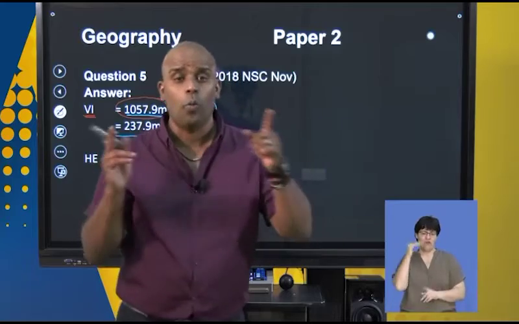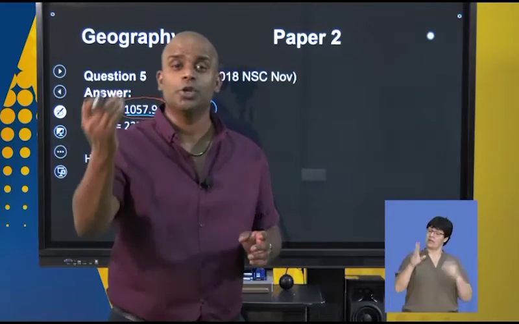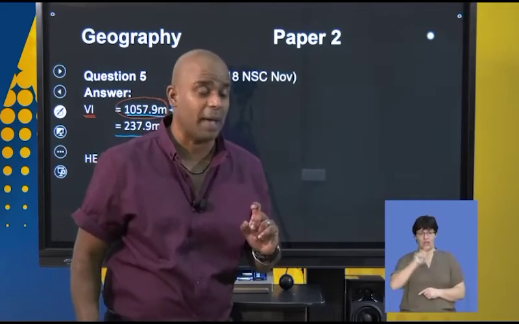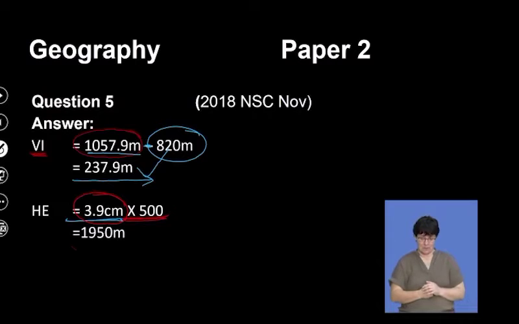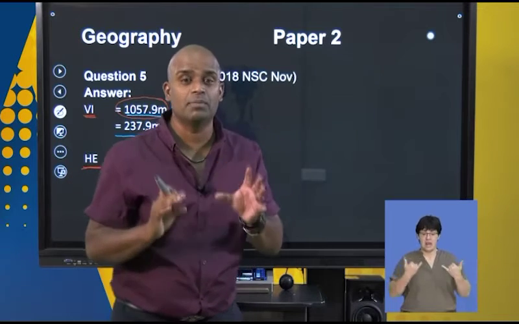And as we've discussed in the calculation of area, when you're calculating a distance and you want to express it in meters, you must multiply by 500 because it's a topographical map. When I do this calculation, I get 1950 as my horizontal equivalent, my second answer. Now that I've got these two variables, I can use them in my formula.